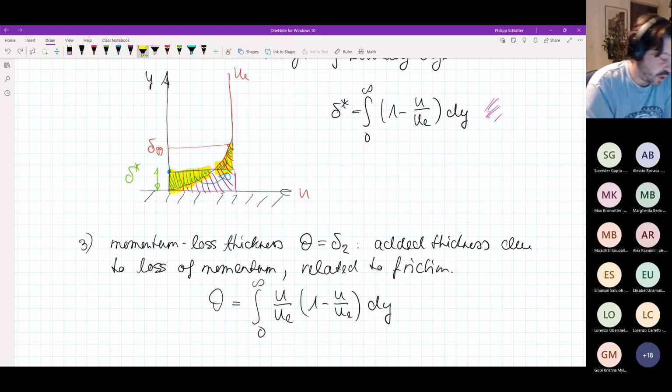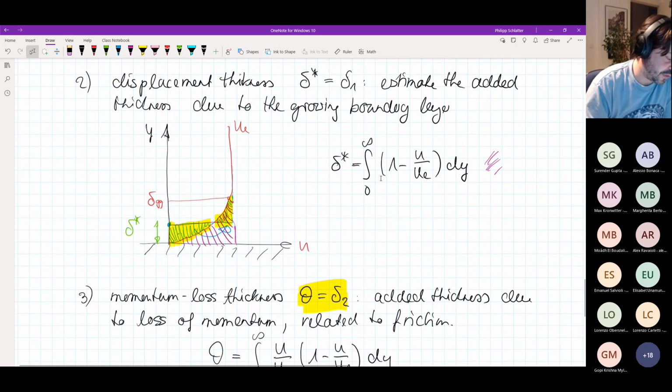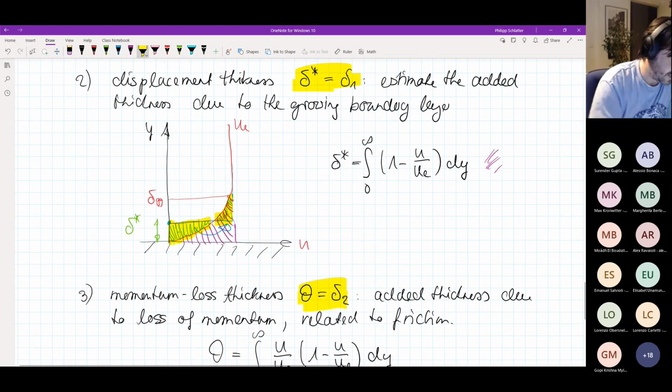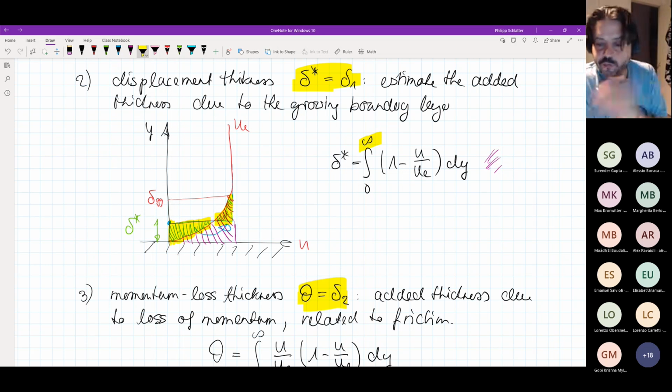There's one last comment I would like to make about these two boundary layer thicknesses, which are defined based on integrals. For delta 1 and delta 2, it's a question of the upper bound in this integral. Because, as you can see, in principle we need to integrate from 0 to infinity. But of course, this is not something that is really practical to be done.